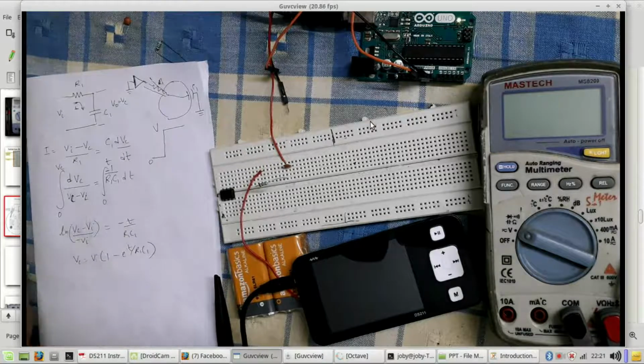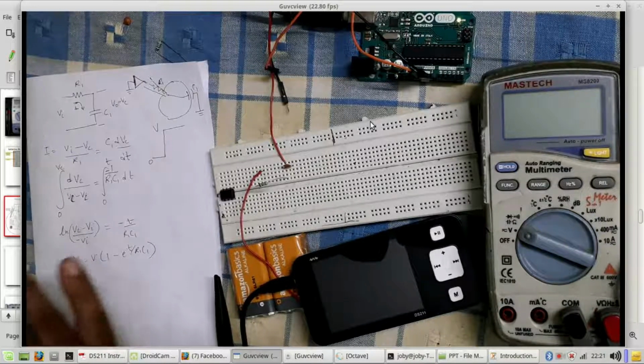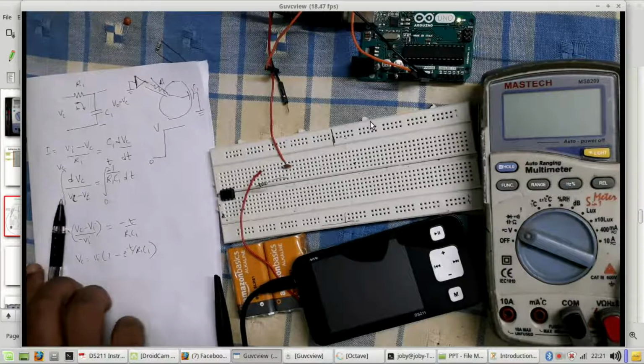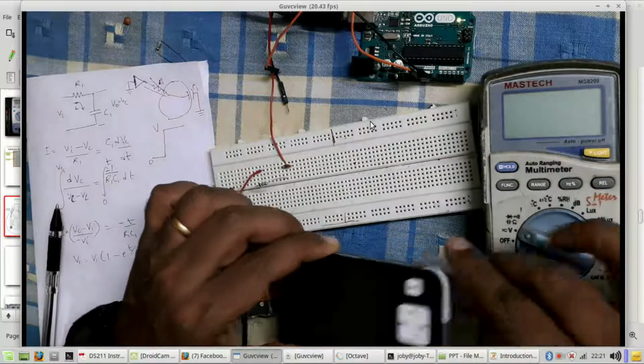But quite often we will not be measuring it using a stopwatch, but we'll be using an oscilloscope to look at the waveforms. Because the signals that we encounter are of much higher frequencies, and the capacitors and resistors are such that the time constants we encounter are of much smaller values. So in order to do that, we will use an oscilloscope and a signal generator.